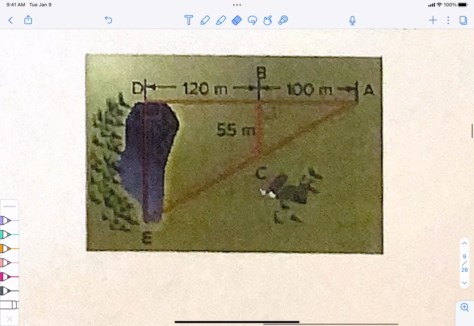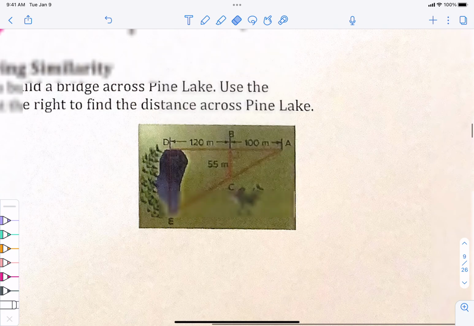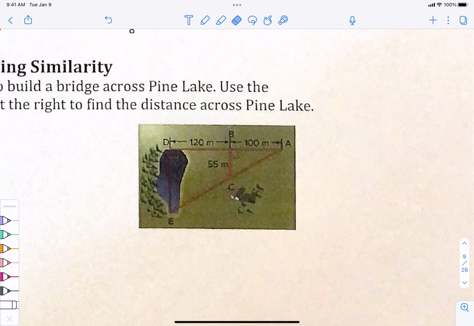So if you look at my diagram, you can see him maybe a little bit better. And what we're trying to do is figure out the distance across Pine Lake, okay? Pine Lake is this guy right here. Do you see him? If I make him yellow, distance across Pine Lake. I want to know that distance, but the only way of knowing it is to walk through the water, right? And I don't want to do that because I don't want to get wet, okay? So we're going to use similar triangles to figure out what that distance is, okay?